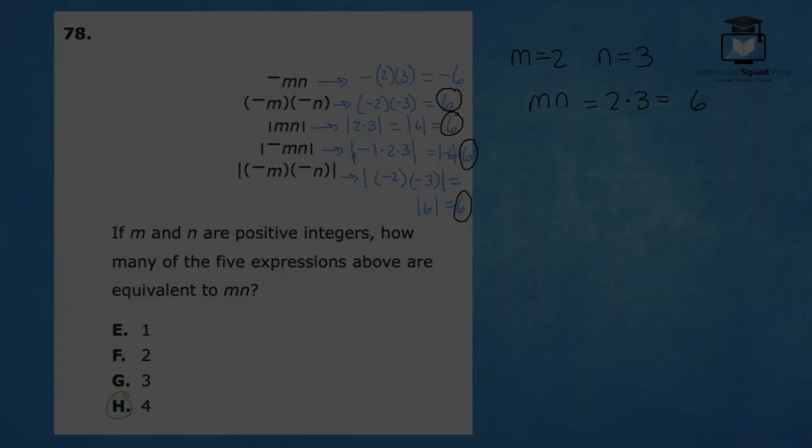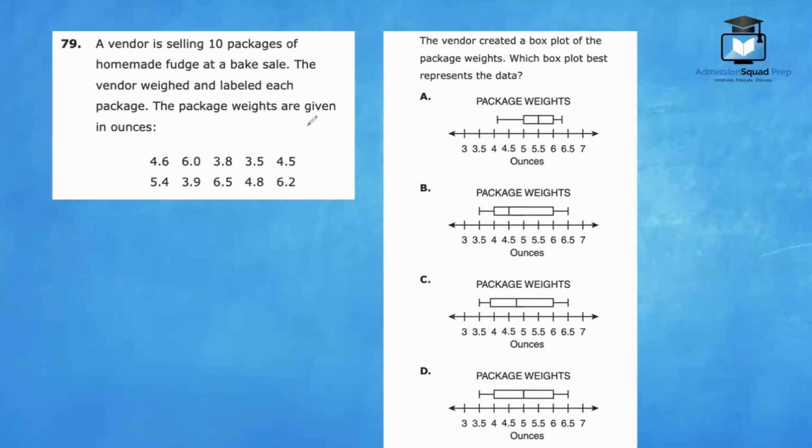Let's continue. Number 79. A vendor is selling 10 packages of homemade fudge at a bake sale. The vendor weighed and labeled each package. The package weights are given in ounces. So here are our data points written right here. The vendor created a box plot of the package weights. Which box plot best represents the data?